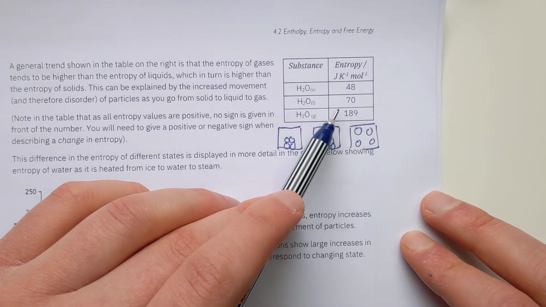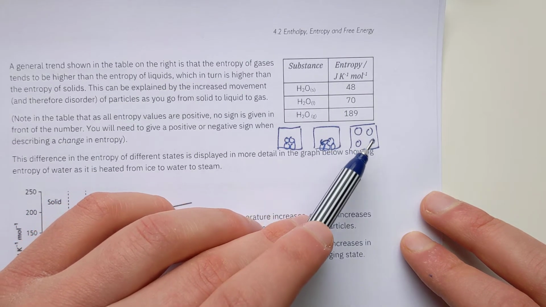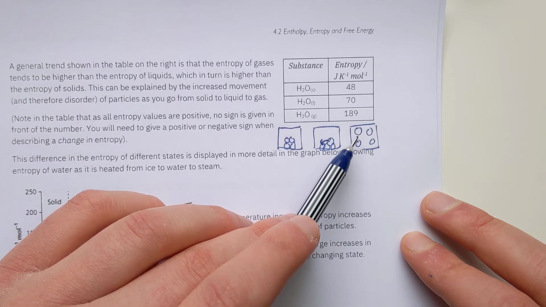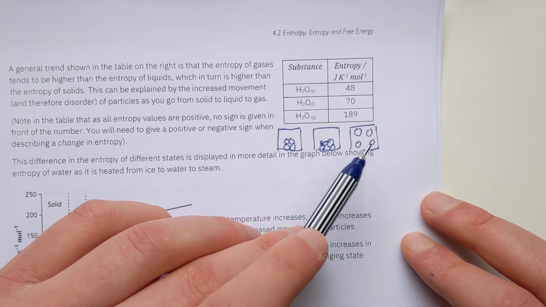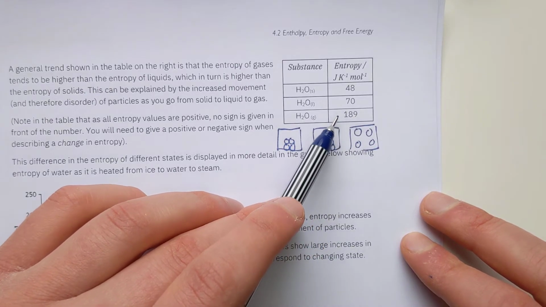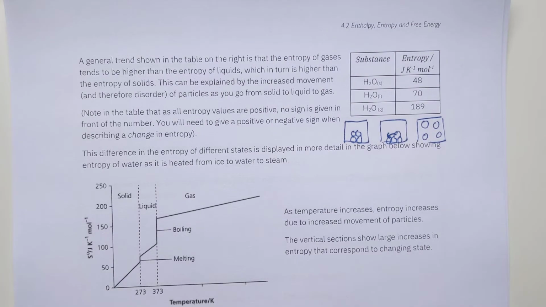The highest entropy state of a substance is always going to be the gas, because in this case all the particles are acting independently of each other. There's lots of ways they can arrange themselves, therefore there's lots of disorder in the system, and you see this very high value for steam here of 189. So it says here, the general trend shown in the table is the entropy of gases tends to be higher than the entropy of liquids, which in turn is higher than the entropy of solids. So even without using any numbers or any sums, that rule will always hold true, and we can use that to analyse some reactions, as we'll see in a second.